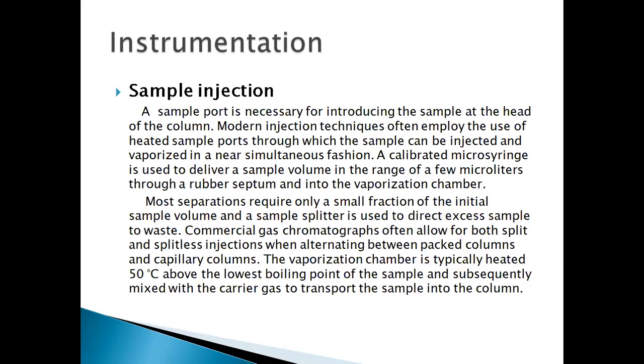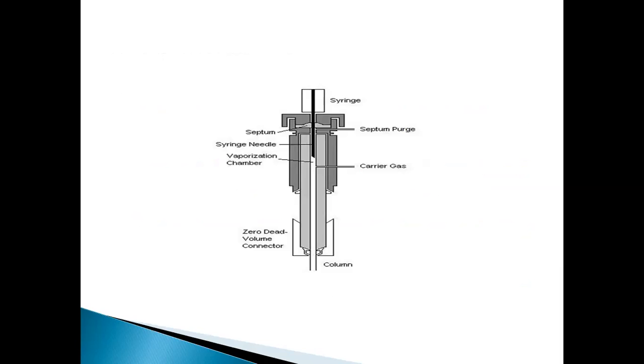sample to waste. Commercial gas chromatographs often allow for both split and splitless injections when alternating between packed column and capillary column. The vaporization chamber is typically heated 50 degrees above the lowest boiling point of the sample and subsequently mixed with the carrier gas to sweep the sample into the column. Here the picture of injection. Sample injection: the syringe, septum purge, carrier gas, vaporization chamber, syringe needle, septum, and column.